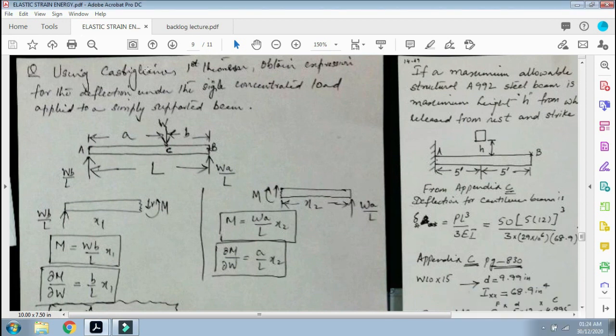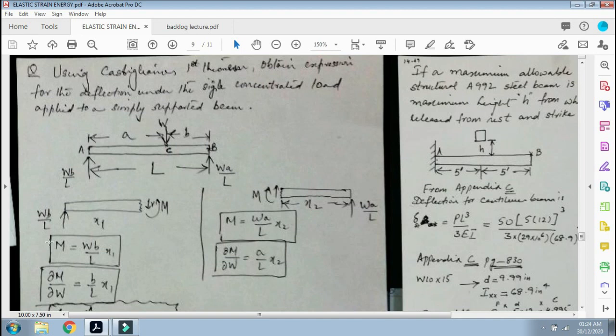Now, using Castigliano's first theorem, obtain the expression for the deflection under a single concentrated load applied to a simply supported beam. This is the load, and these are the two supports, with reactions Wb upon L and Wa upon L. Very simple numerical. Since the load is not placed in the center, we will cut it at two different positions, one at x1 and the other at x2. When we cut at x1, we get the moment as Wb/L times x1. When we cut at x2, we get the moment as Wa/L times x2.